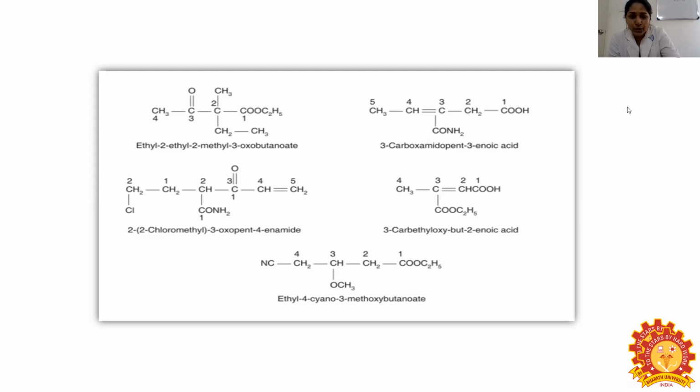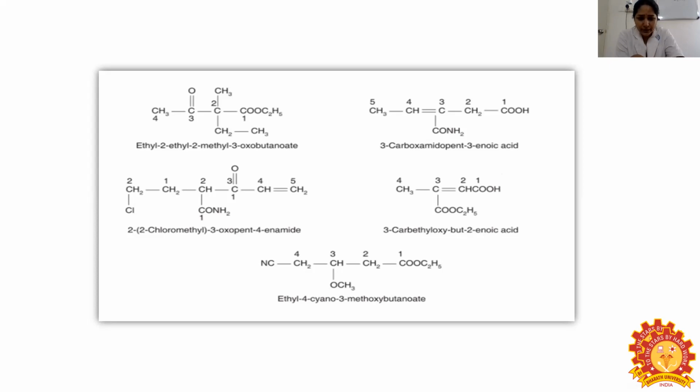Enoic acid, but 3-carboxyethyloxy but-2-enoic acid. So 1, 2, 3, 4. First position, ethyloxy but-2-enoic acid. Ethyl 4-cyano-3-methoxybutanoate.